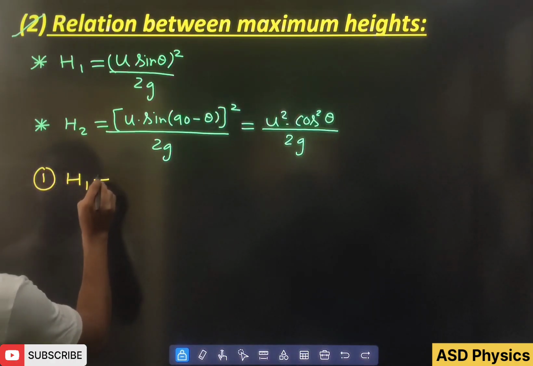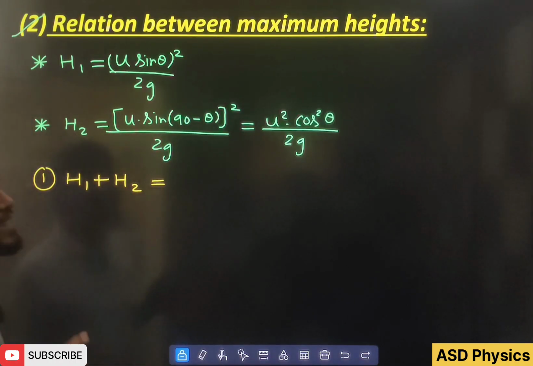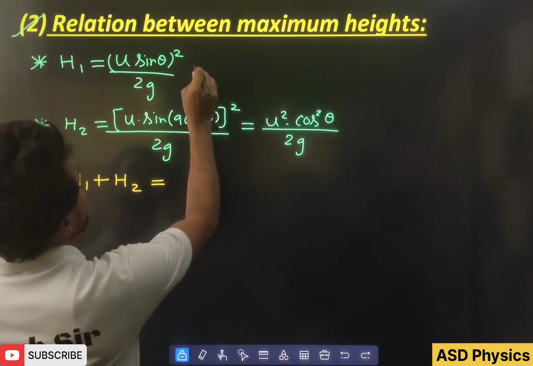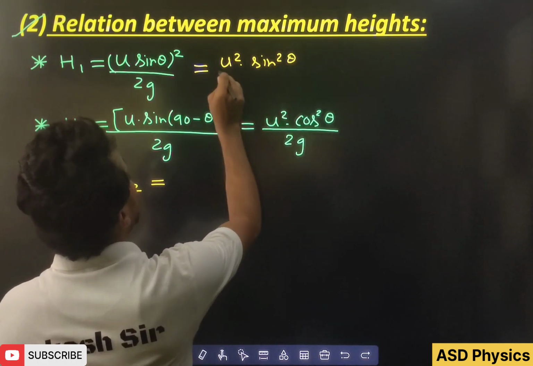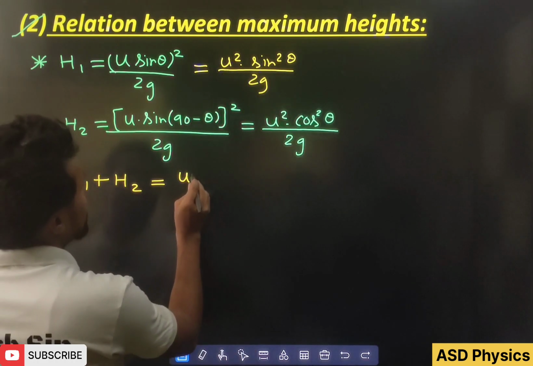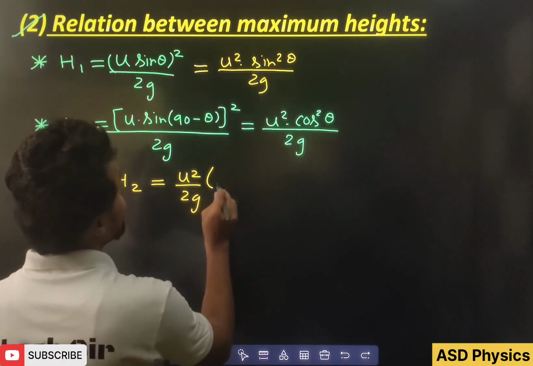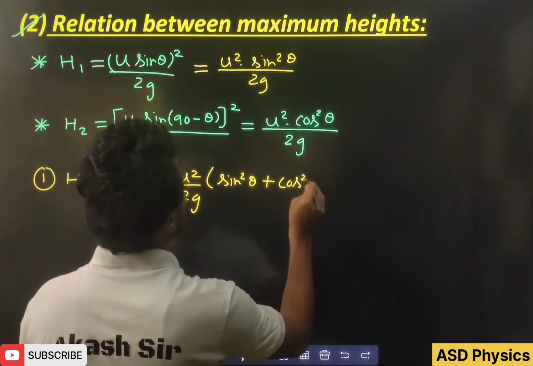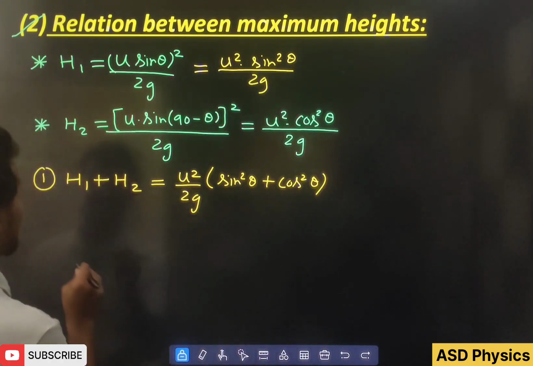If I add both of them, that means H1 plus H2, the height of the first projectile and the height of the second projectile, then what will happen? Here you can see very well, I can write u square sine square theta by 2g. If I write both of them, you can see this u square by 2g is common, and then it becomes sine square theta plus cos square theta. And you know this is one of the identities of trigonometry, is it?